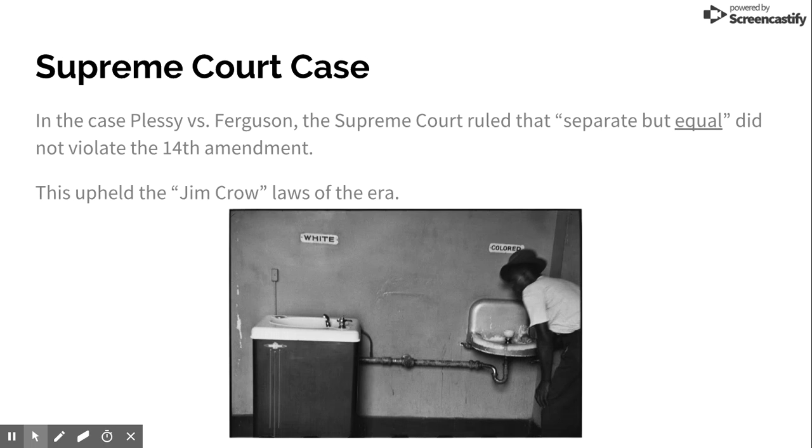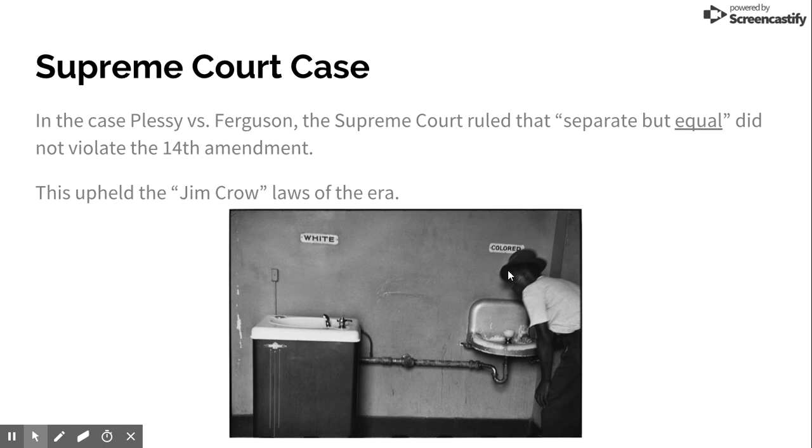There's a famous Supreme Court case, and it is called Plessy versus Ferguson. And the Supreme Court ruled that separate but equal did not violate the 14th Amendment. So it upheld Jim Crow laws of that era. So the Supreme Court, which is the highest court in the United States, the country has to follow whatever they say. They said that you are allowed to separate people as long as it's equal.